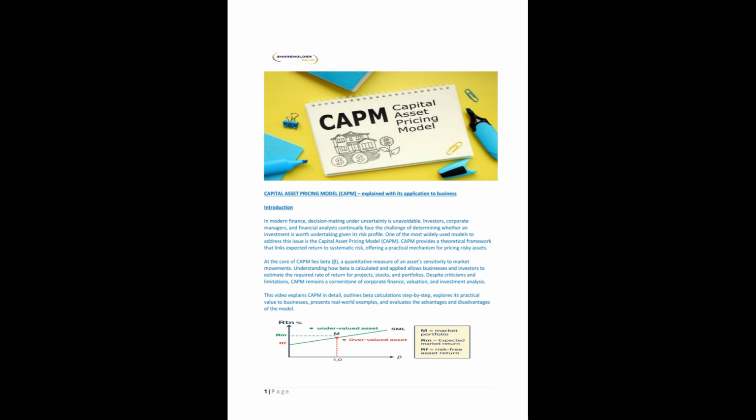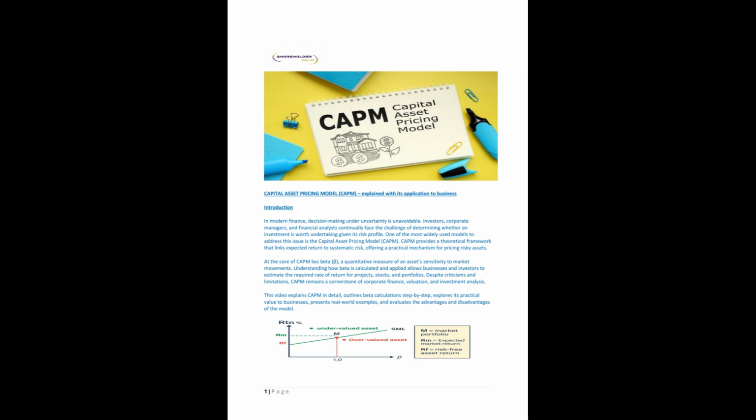At the heart of CAPM is a measure called beta, which shows how sensitive an asset is to market changes. Knowing how to calculate and use beta helps businesses and investors figure out the return they should expect from their investments, whether that's stocks, projects, or portfolios. While CAPM isn't without its critics, it remains a fundamental part of corporate finance and investment analysis.